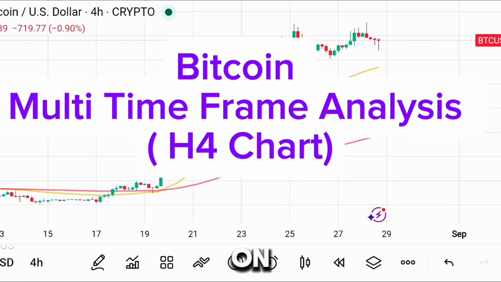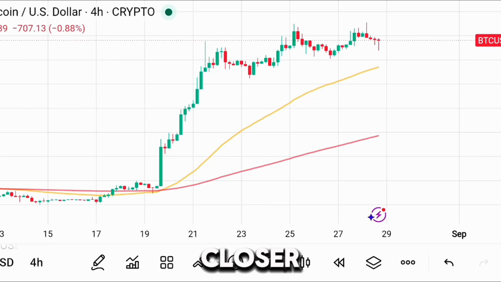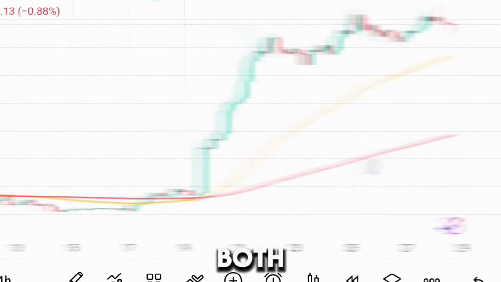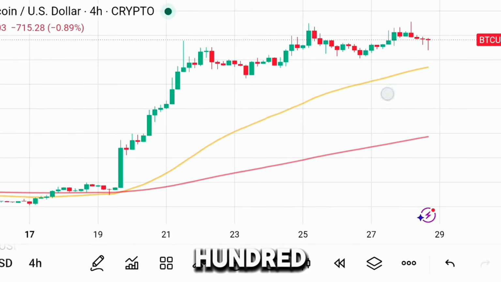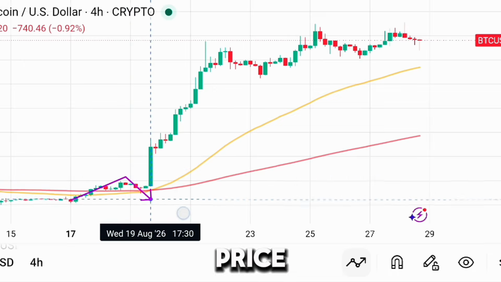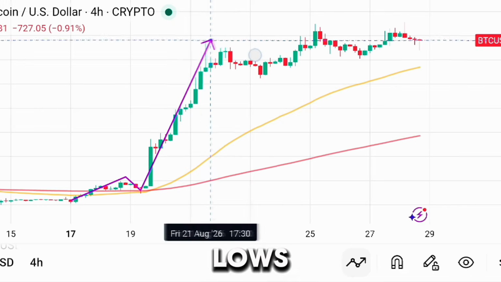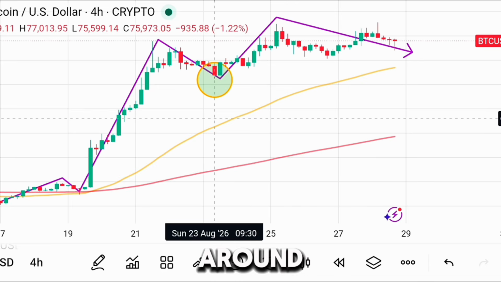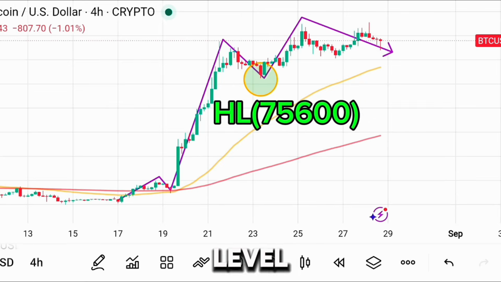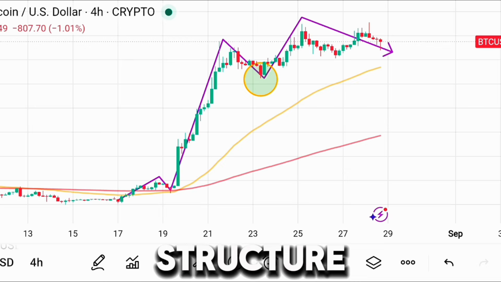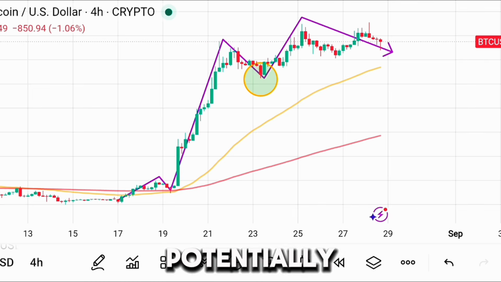Now let's move down to the 4-hour chart to get a closer look at the current price action. Price is trading above both the 50 EMA and 200 EMA, supporting bullish momentum. The trend is also bullish. We can clearly see price forming higher highs and higher lows. The most recent important 4-hour swing low is around the 75,600 level. If price breaks below this level, the current 4-hour bullish structure could weaken or potentially change.